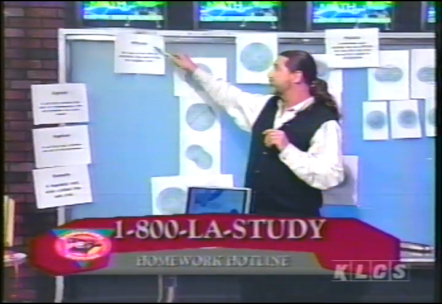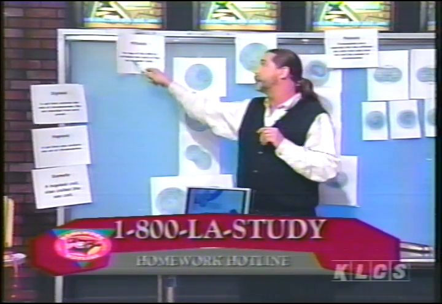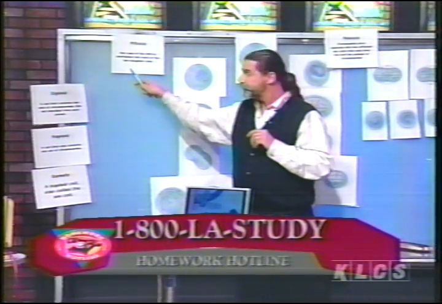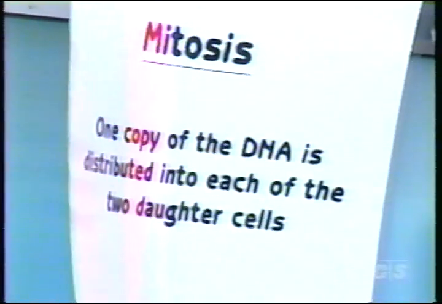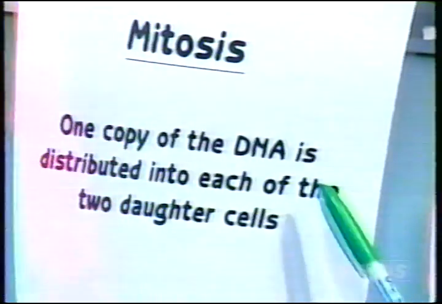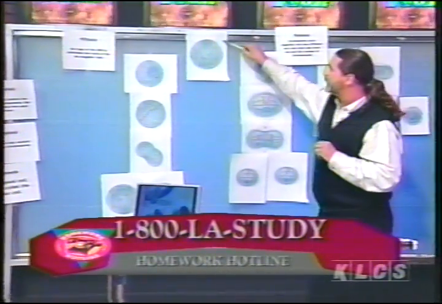So this process is mitosis. One copy of DNA is distributed into each of the two daughter cells. Okay? During mitosis, one copy of the DNA is distributed into the two daughter cells. So if we start going through this process on the board here, we look again at our original cell.